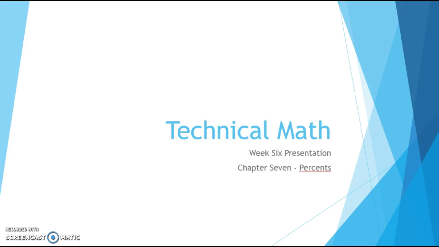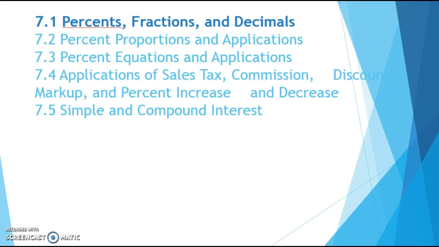This week we're going to be covering chapter 7. Chapter 7 is all about percents. So we're going to look at percents and how they relate to fractions and decimals. We're going to look at the percent proportion. It's an actual equation that you're going to use to solve and the applications for that. We're going to look at an actual percent equation, and then we're going to look at several different types of applications. So things like sales tax and commission, discounts, markups, percents of increase, percents of decrease, simple and compound interest. So all of the things at the end of the chapter are all just applications of percents.